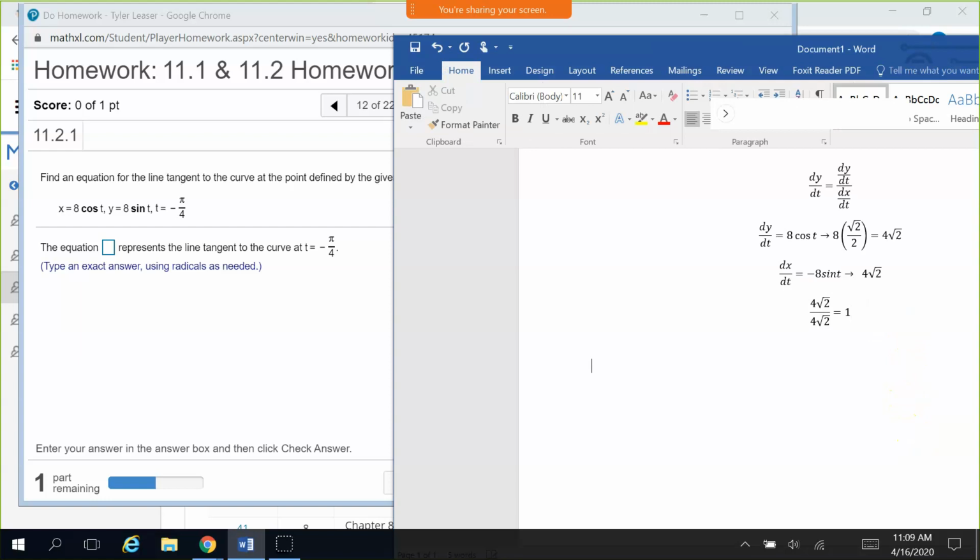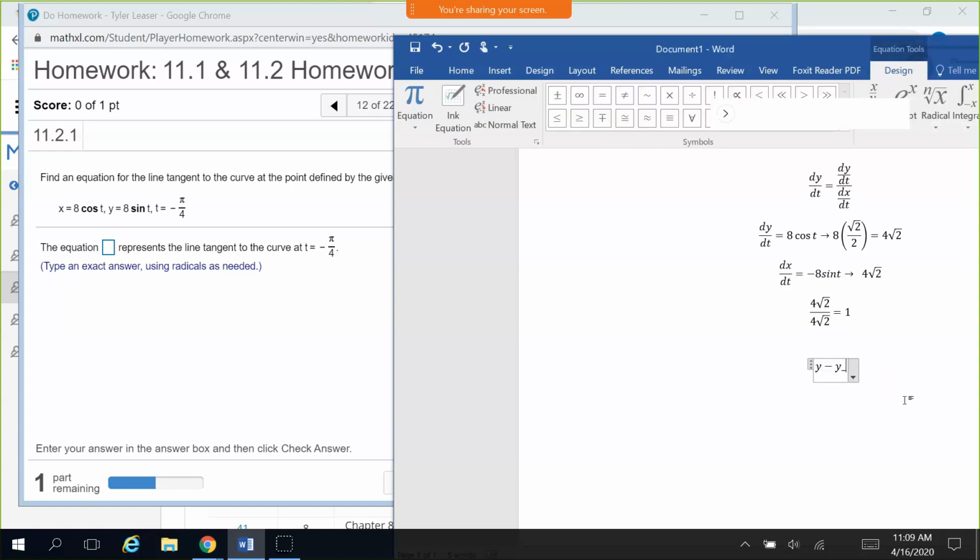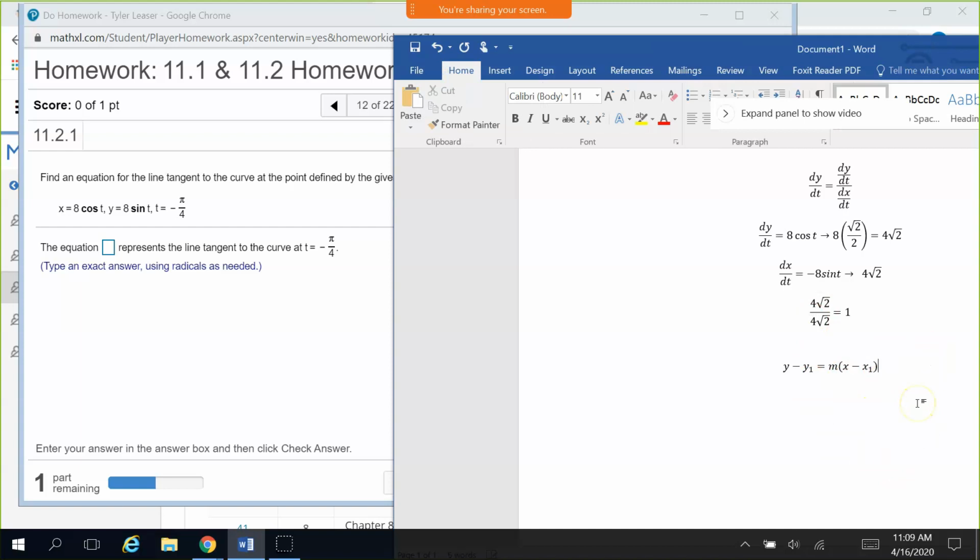Okay, but that's the slope, right? That's my m value, and then we have to plug it into the point slope form. This thing, y minus y1 is equal to m times x minus x1. We do need to find the x1 and the y1 because they do not give it to us in the problem. And to find that, we're just plugging in the negative pi over 4 into the original x and y.